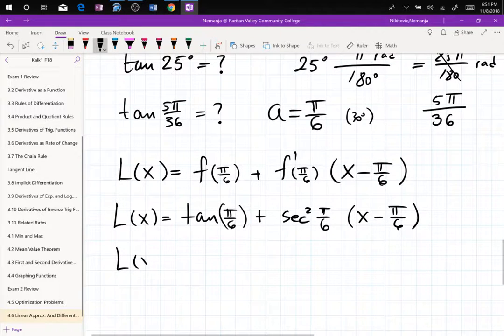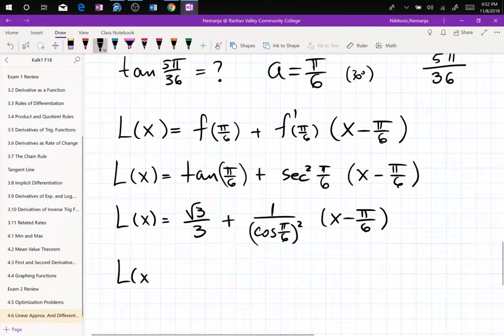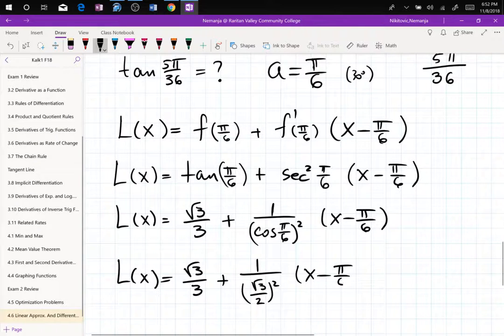So, well, now we need to know some trig values. Tangent of pi over 6 is? Very good. Plus secant squared. Would we all agree that secant squared is 1 over cosine squared? So all I need to compute is 1 over cosine of pi over 6 squared. And then I still have x minus pi over 6 on top. So L of x is equal to square root 3 over 3 plus, cosine of pi over 6 is? Very good. No, I'm giving you enough time for those things. Times x minus pi over 6.